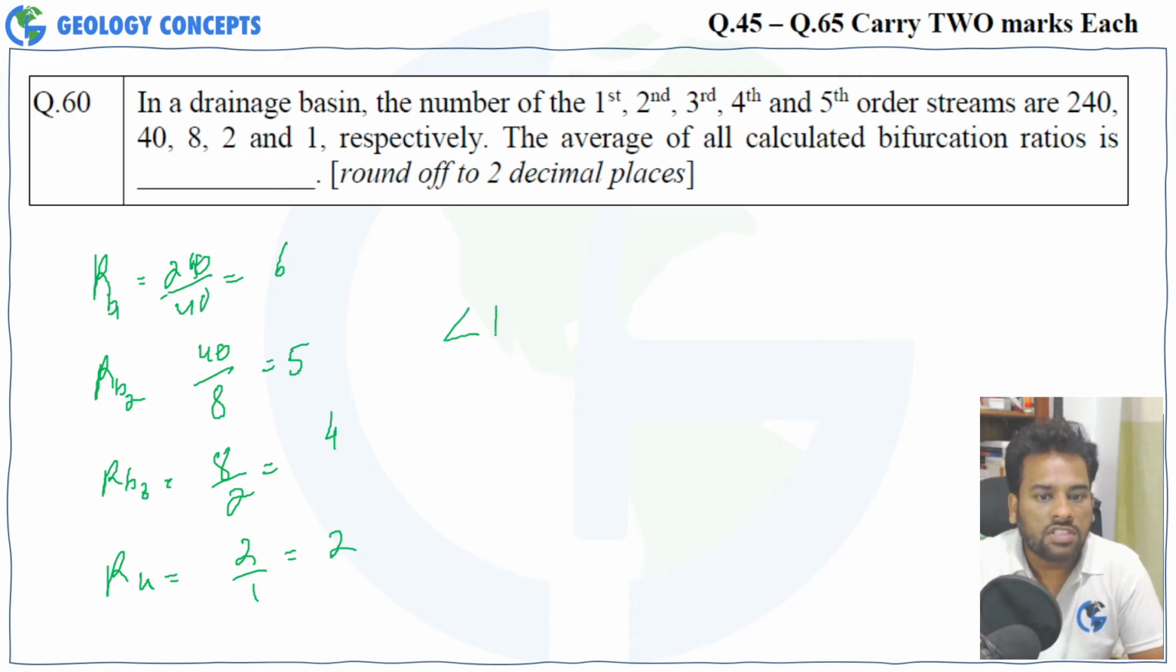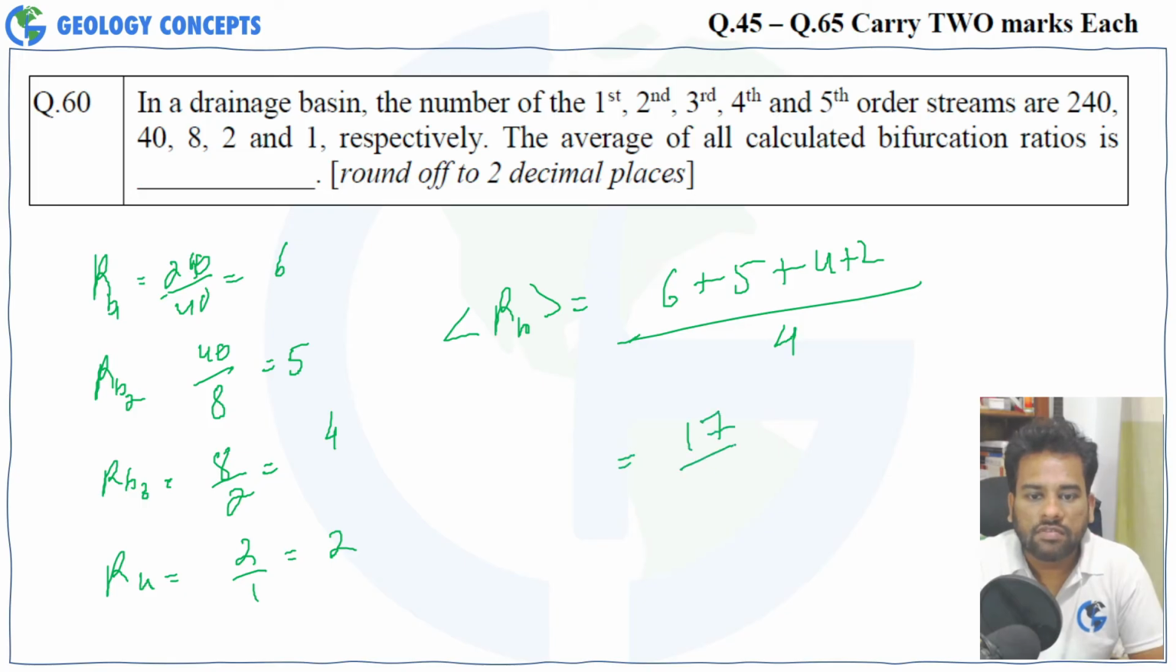Now the average bifurcation ratio will be 6 plus 5 plus 4 plus 2 divided by 4. Now this is 17 by 4, which is 4.25. 4.25 will be the average bifurcation ratio of this whole basin. Okay.